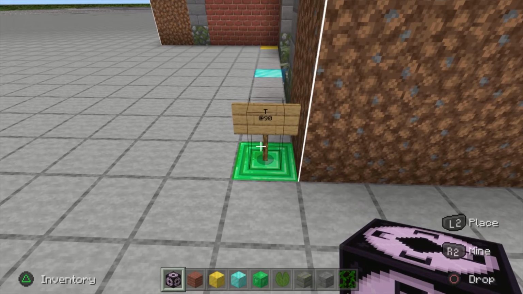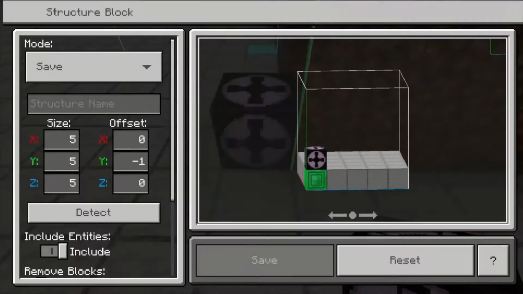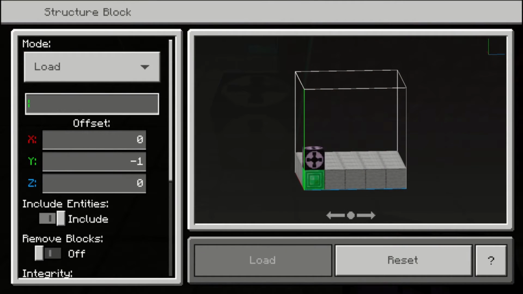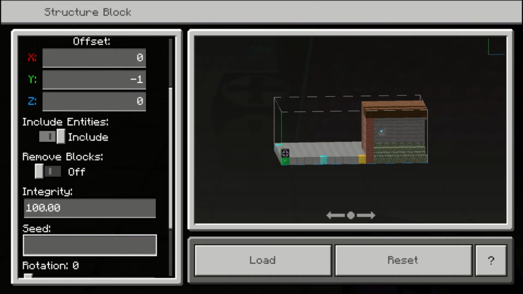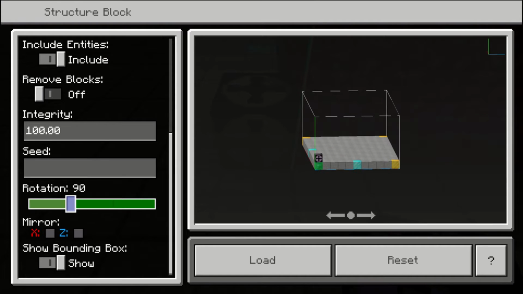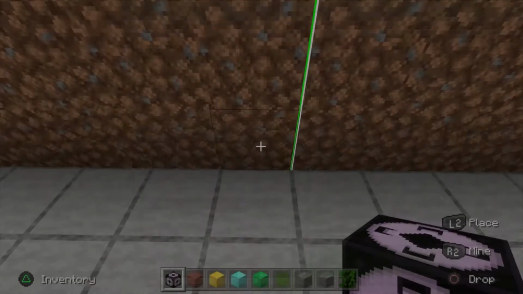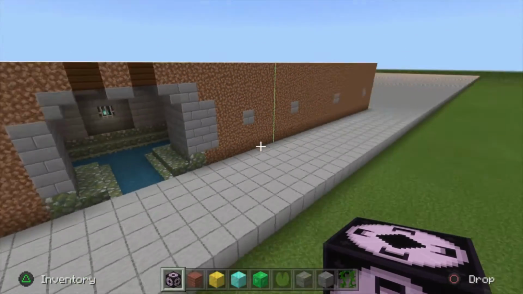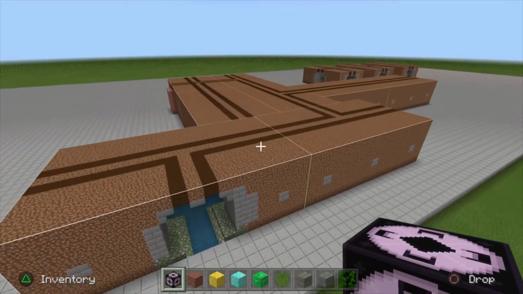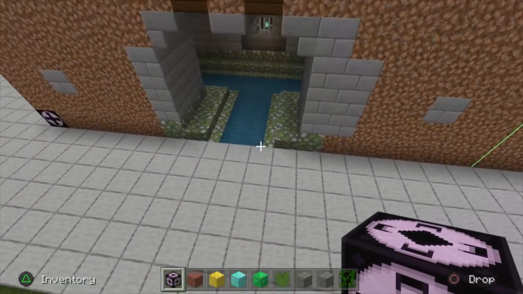And this one is a T at 90 degrees. Temp 2, 90 degrees. Like so. And load. And there it is. Just like that, we're done. That whole thing. I told you it'd be super fast.